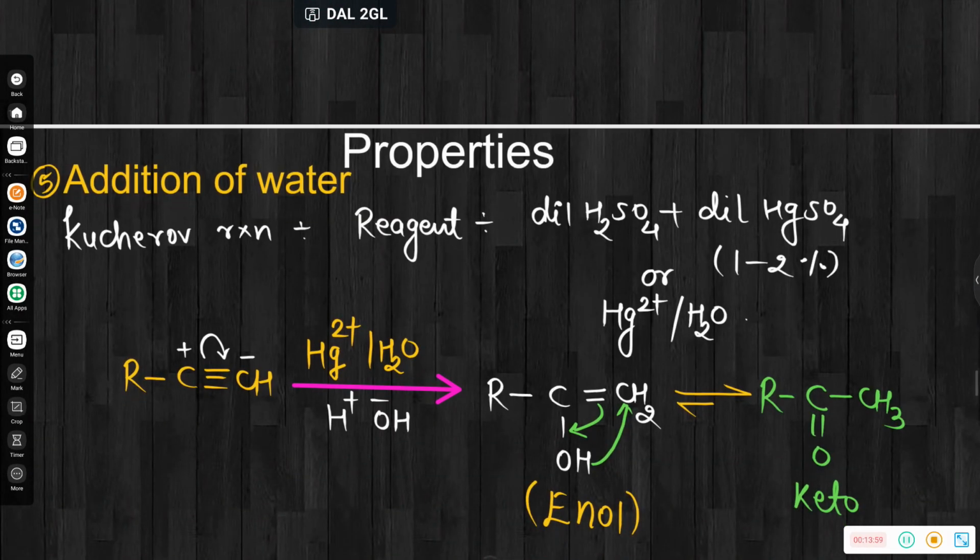Now, addition of water. This is very, very important. Addition of water, very, very important. Which are the reactions? The reagent is what now? Dilute H2SO4 and dilute mercuric sulfate, 1 to 2 percent, or like this also they have Hg2+ with H2O. Okay. In the serious textbook, what do they give?